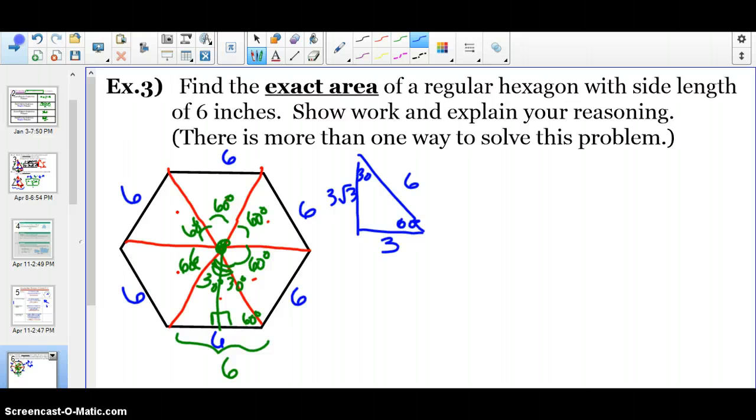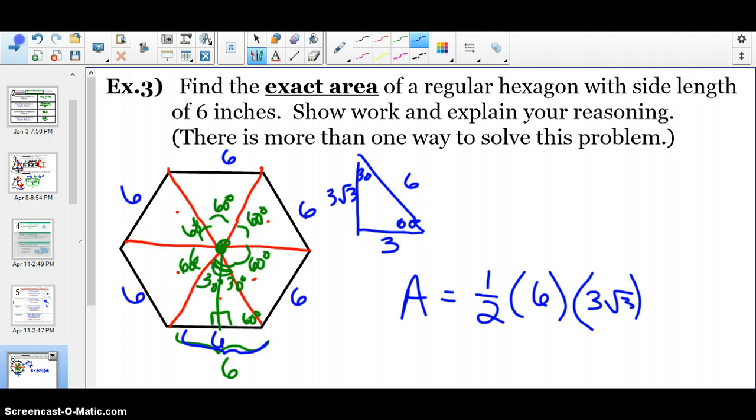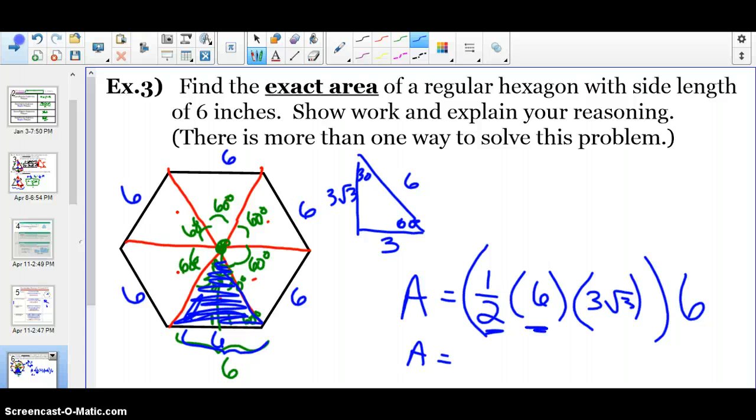Okay, so the area of a triangle is 1/2 times the base, which is 6. This base is what I'm referring to. Times the height, which is 3 root 3, which we just found. That's the area of one of these triangles. That's this, right here in blue. We have 6 of those, so we're going to multiply this whole thing by 6 to get the area of the whole hexagon. Which, if you do some simple mental math here, you would know that this 1/2 times the 6 is 3, times 3 is 9, times 6 is 54, so 54 root 3.